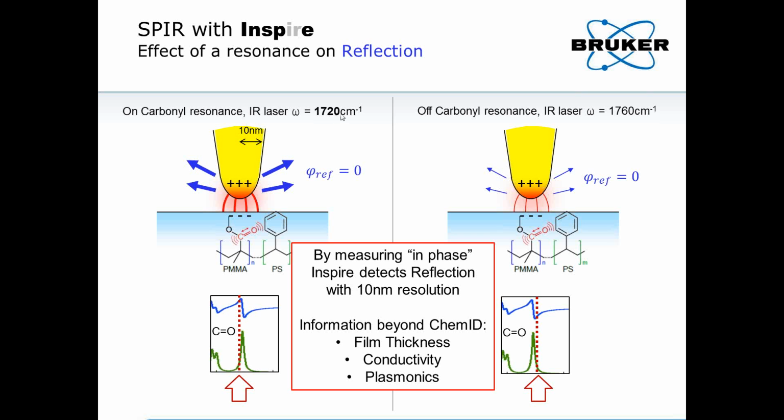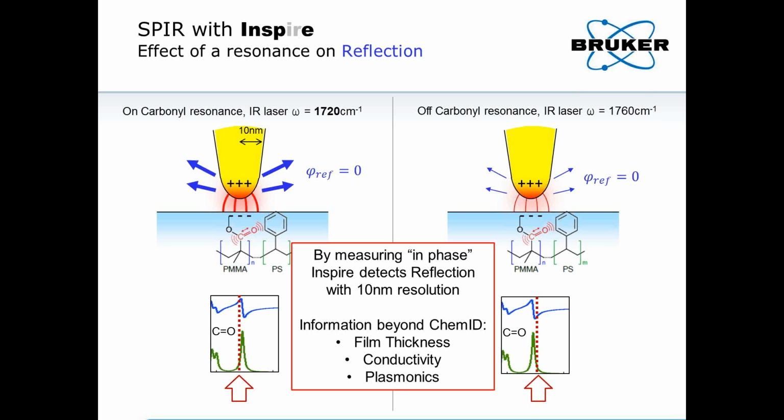So at a frequency of 1720 wave numbers, we are to the left of the carbonyl resonance, and we will get a pretty strong infrared reflection signal in the Inspire. But to the right of the resonance at, say, 1760, the reflection, the in-phase signal will be less, and therefore the reflection channel will show a lower signal. However, you might notice that the blue arrows I'm drawing here are bigger than the green arrows off resonance in the previous slide. That's because the reflection channel is almost always non-zero.